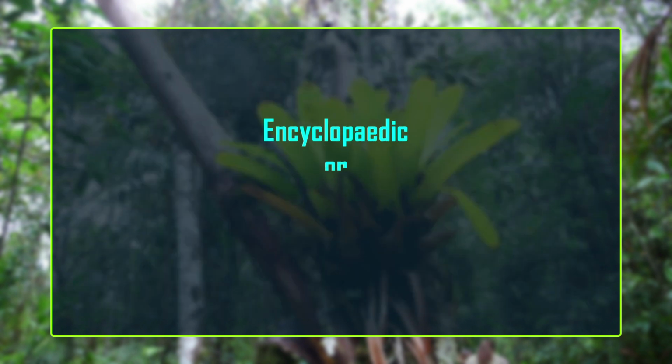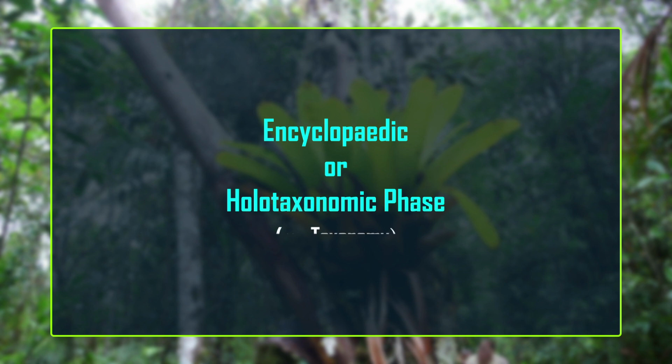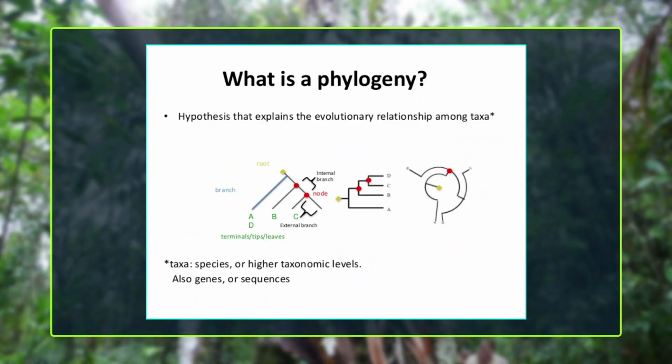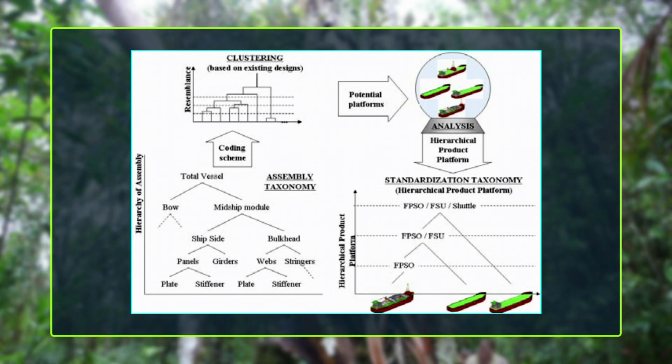The fourth phase that we recognize in plant systematics is called the encyclopedic or holotaxonomic phase. In this phase, not only are the previous three phases attained, but information on all botanical fields is also available. This information is assembled, analyzed, and a meaningful synthesis of the analysis is provided for understanding the phylogeny. Phylogeny means the evolutionary relationships. The collection of data, analysis, and synthesis are the jobs of an independent discipline of systematics, referred to as numerical taxonomy.